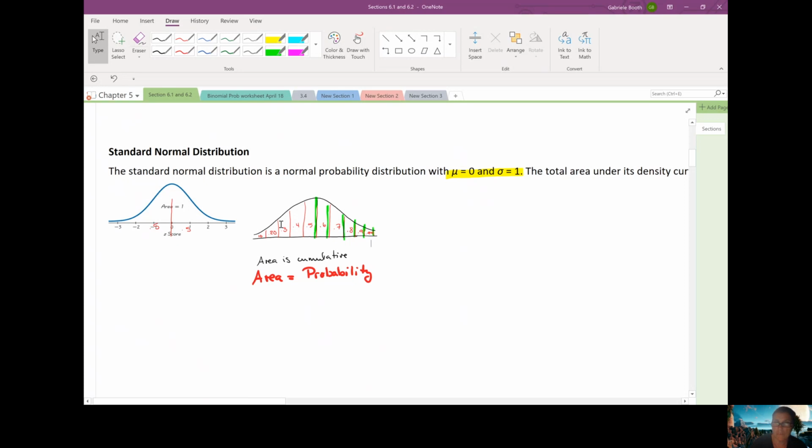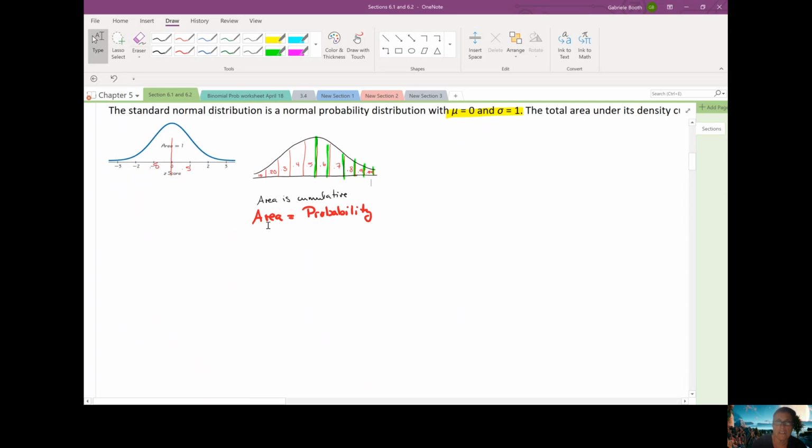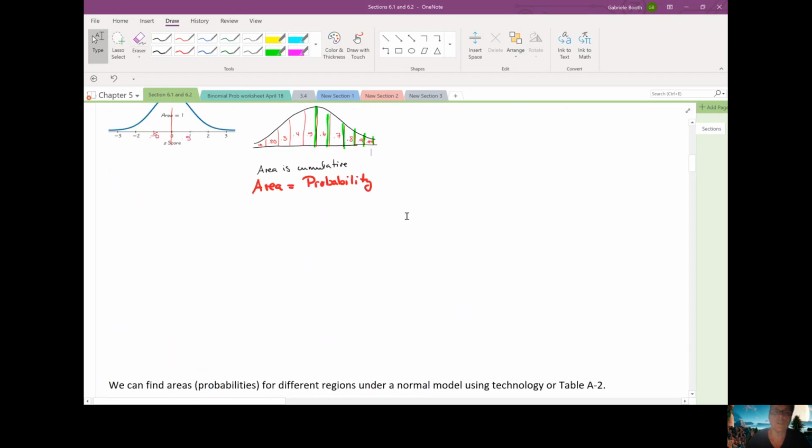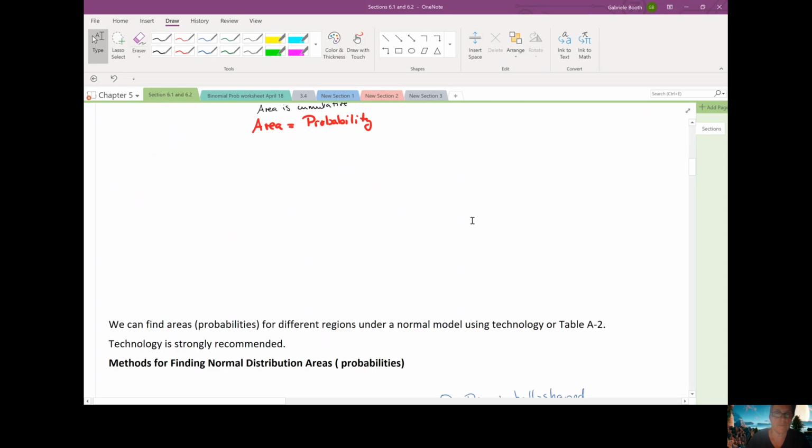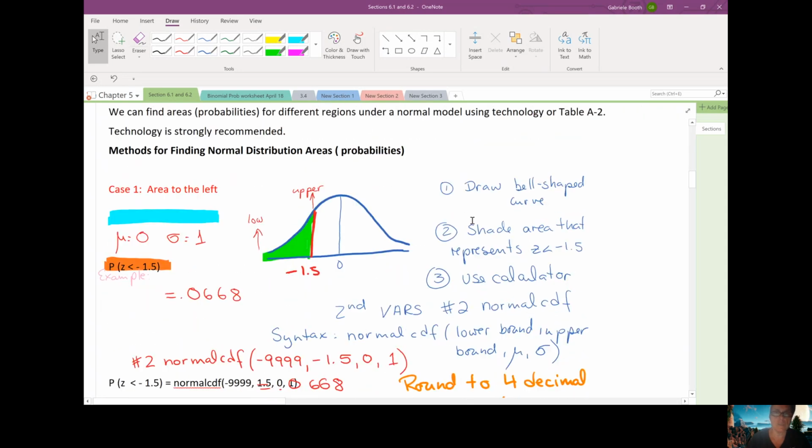So keep that in mind when we're looking for z-scores, so that the area is cumulative. The area is then equivalent to the probability. So if we're looking for probabilities of continuous random variables, basically what we're finding is the area under the curve. And the reason why we can do this, again, is because the total area is 1. So here are some examples.